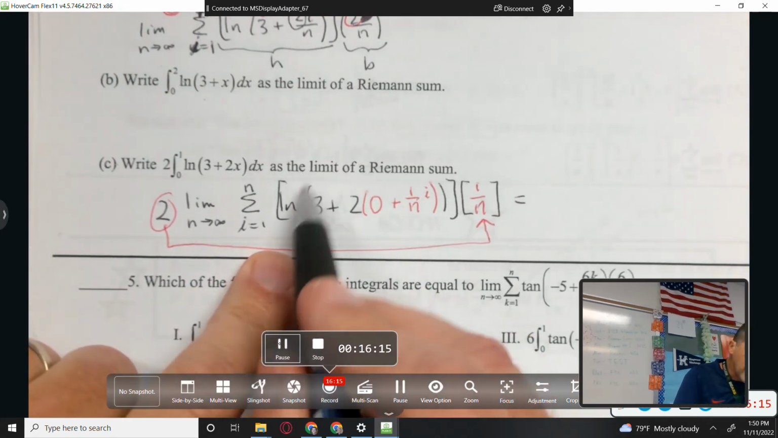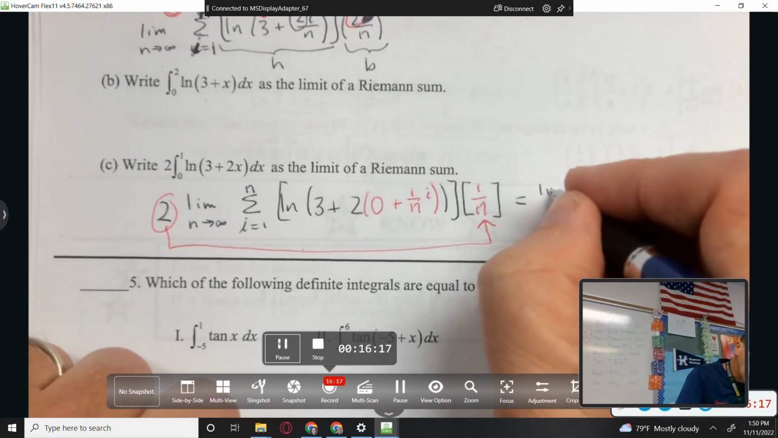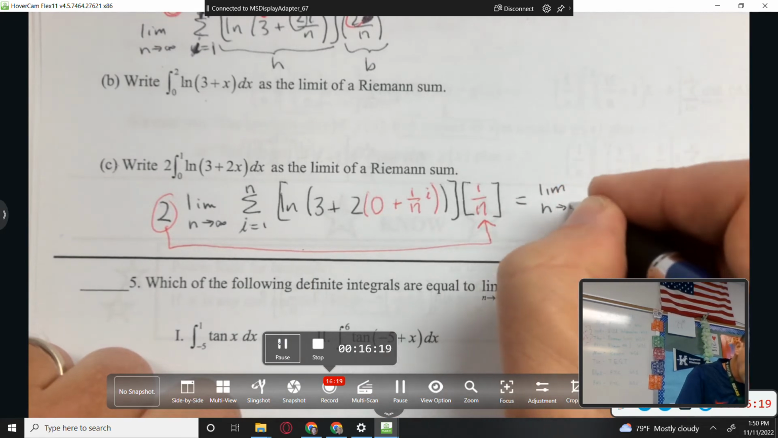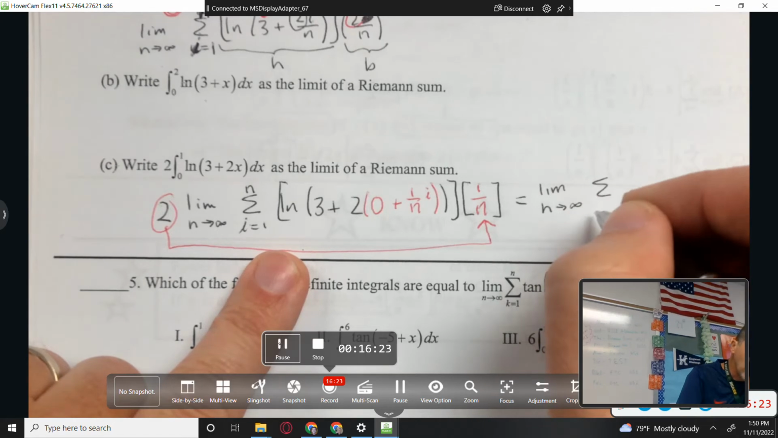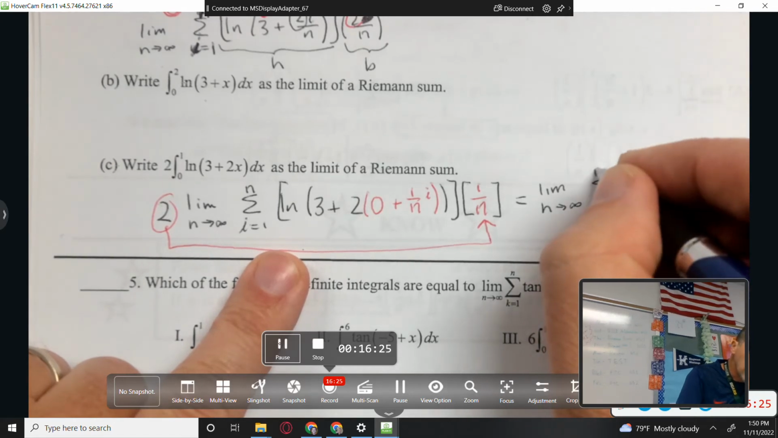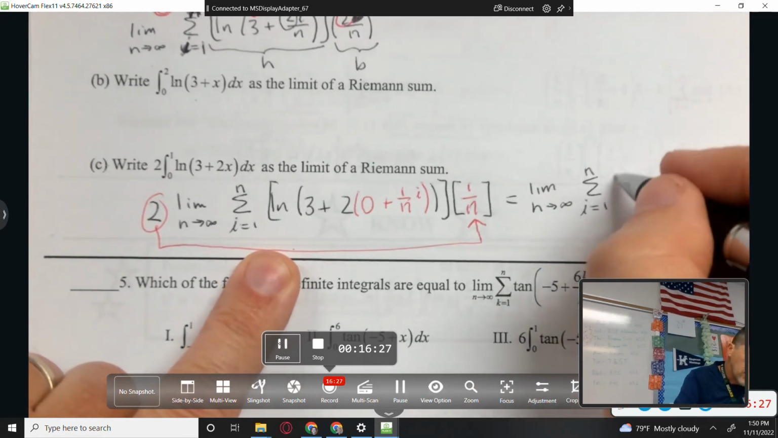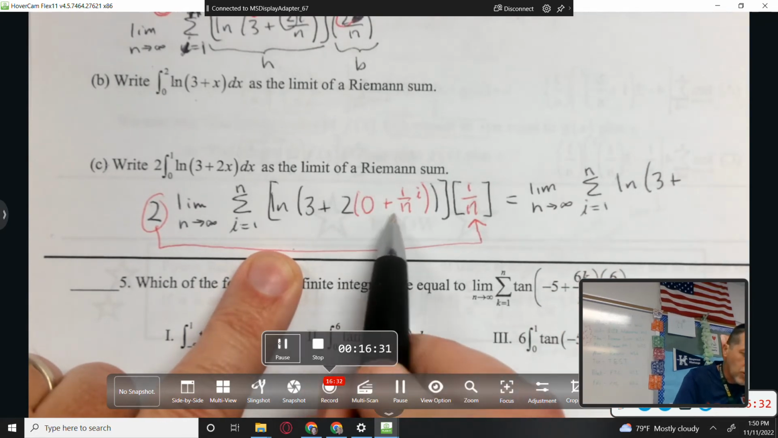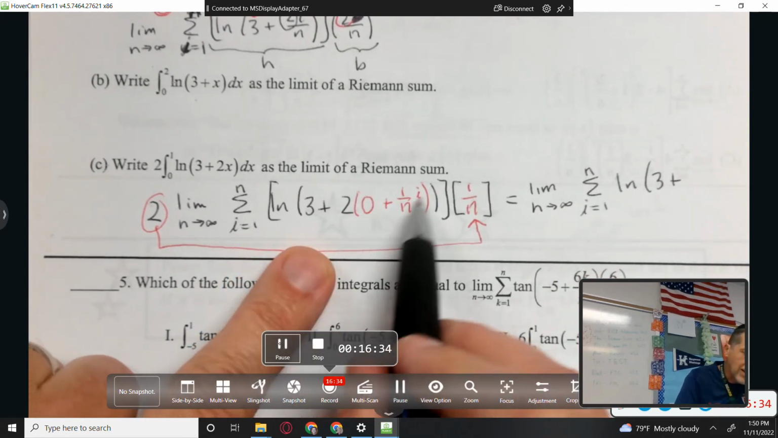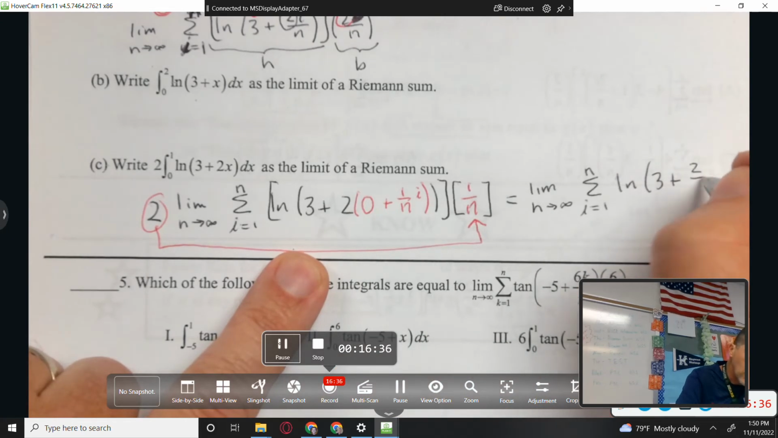And let's clean up some of this stuff in here. But would it be wrong to leave it like that? No, it would not be wrong to leave it like that, but I want to simplify to show something. So natural log 3 plus, okay, 0 plus 1 over, I can clean that up to just be 2 over n, and then 2 over n.